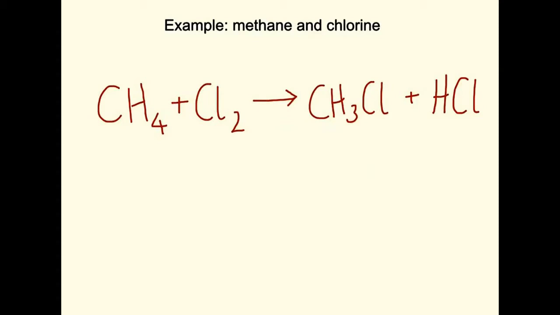Like all free radical reactions, it happens in 3 steps. Those are initiation, propagation, and termination. So we're going to look at each of these stages in more detail. It's important to know that because there are 3 stages doesn't mean there are only going to be 3 chemical equations to write.